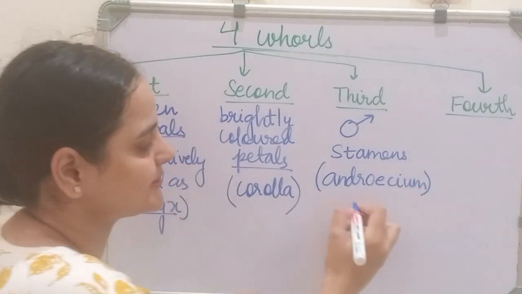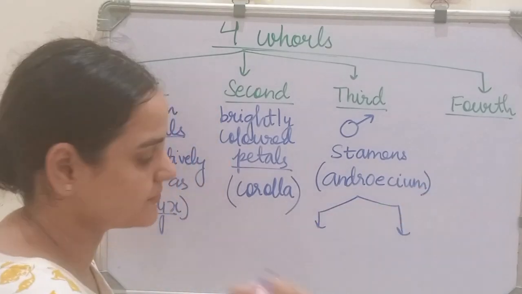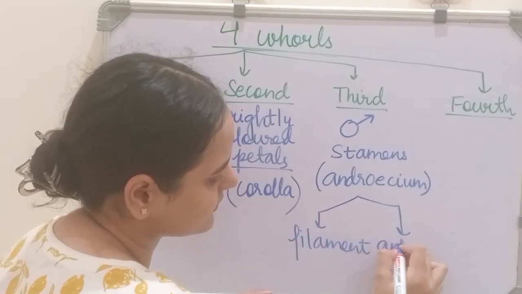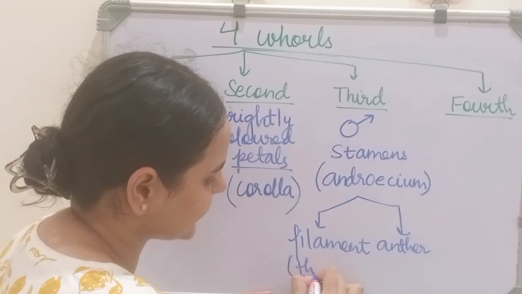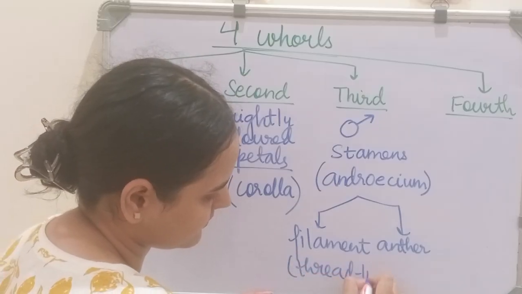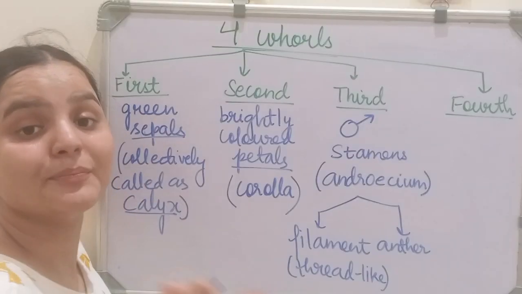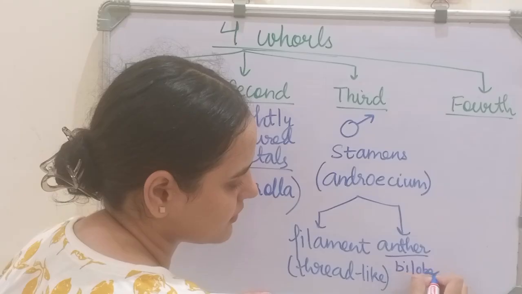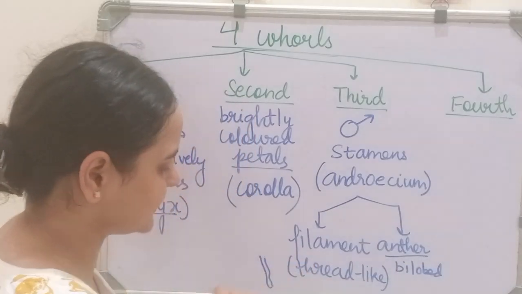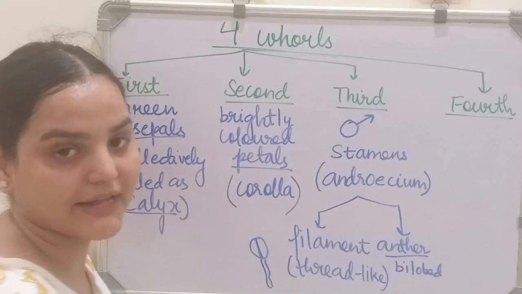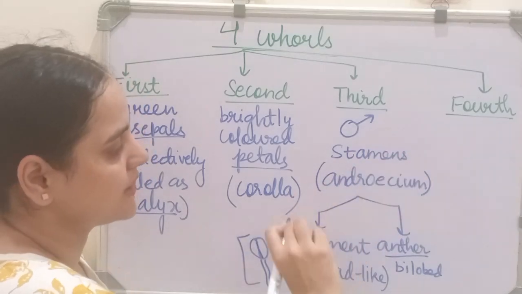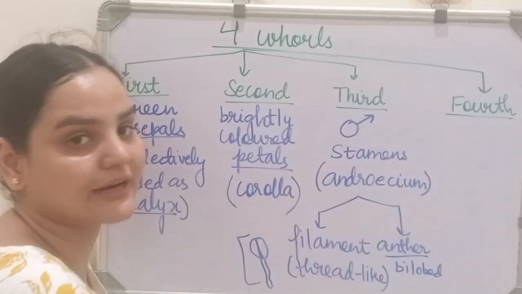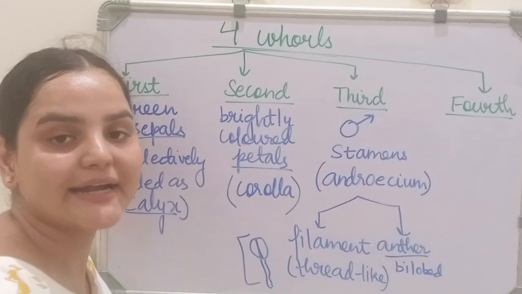So we know that the stamen includes two parts, which are filament and anther. This filament is thread-like, while this anther is bilobed. We saw that two lobes were present. It was like this. This was the filament, thin thread-like, and this was the bilobed anther. Collectively, they are known as androecium, and this whole structure is the stamen. So stamens are collectively known as androecium, consisting of filament and anther.